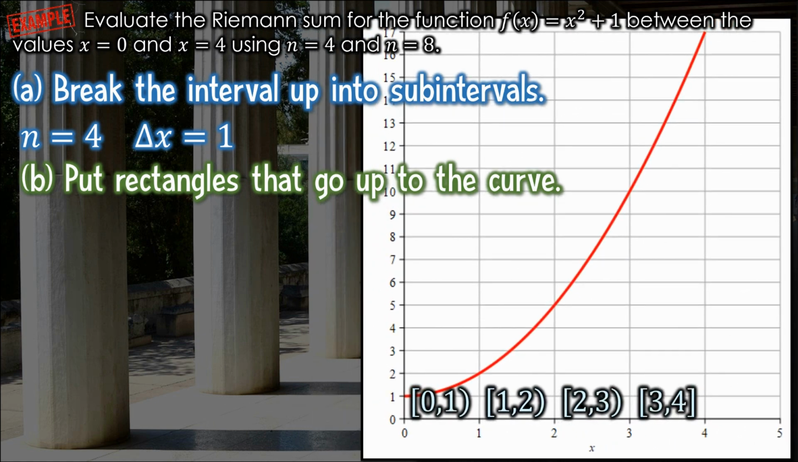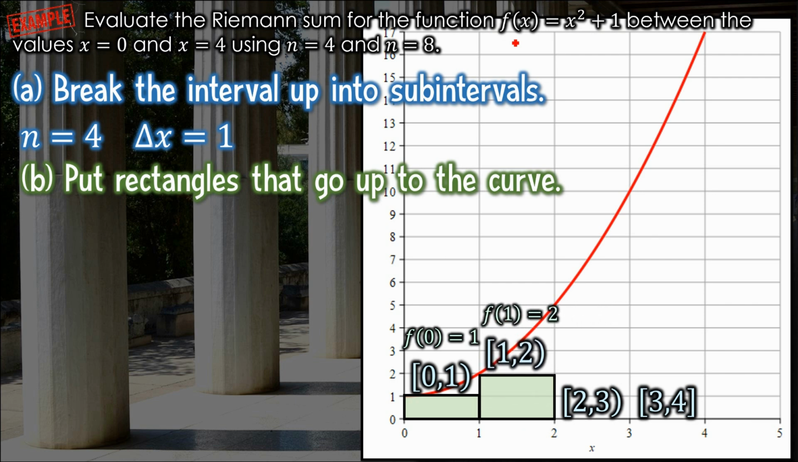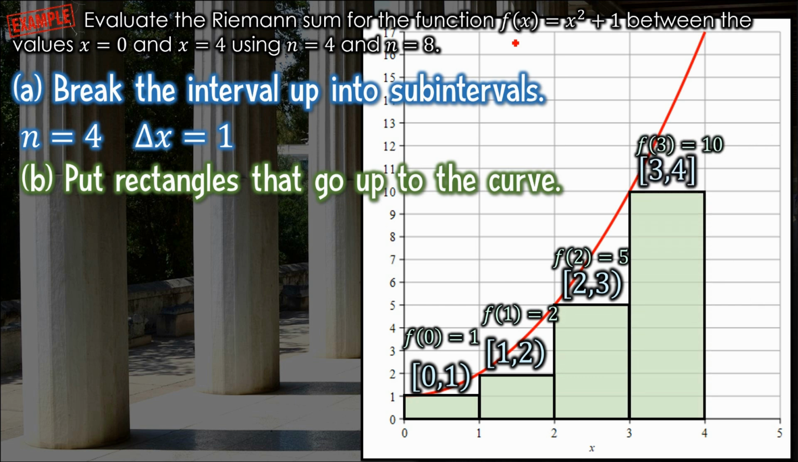So for each one of our intervals, we picked the left endpoint and had our rectangle go up there. For the first interval, the left endpoint was at 0, so we took f of 0, which is 1. Remember, we're going off of the function that was given to us, f of x equals x squared plus 1. For our second interval, well, that left endpoint was 1. So when I send that through the function, it goes up to 2. The third one goes up to 5, and the fourth one goes up to 10.